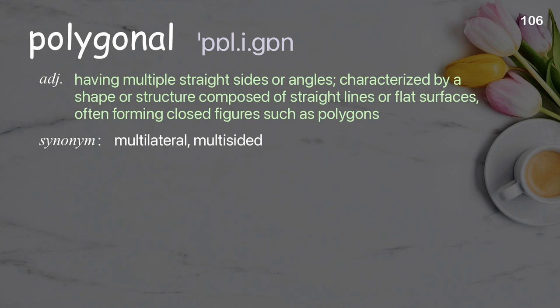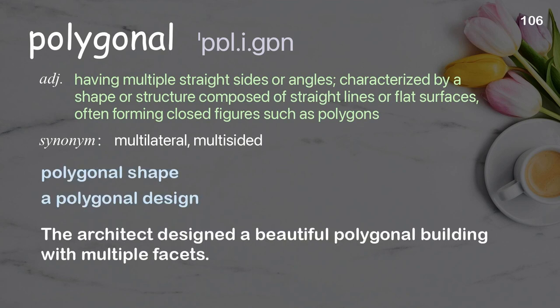Polygonal. Having multiple straight sides or angles, characterized by a shape or structure composed of straight lines or flat surfaces, often forming closed figures such as polygons. Examples. Polygonal shape. A polygonal design. The architect designed a beautiful polygonal building with multiple facets.